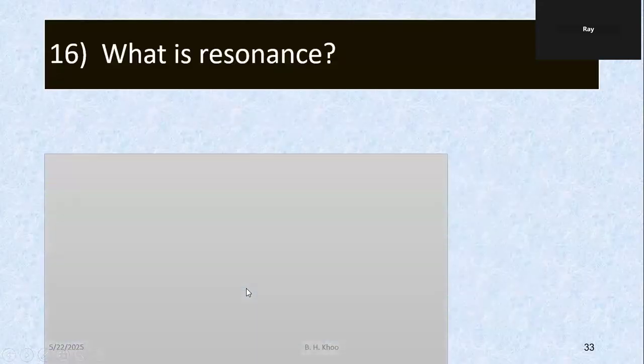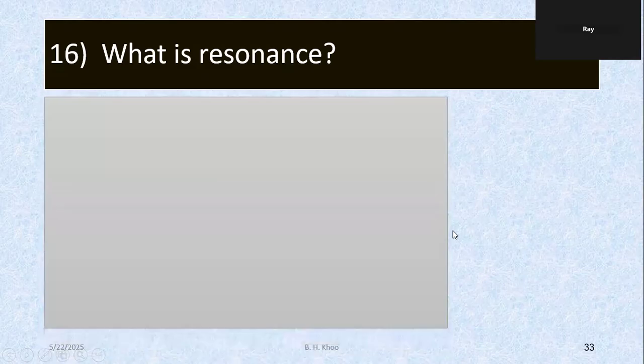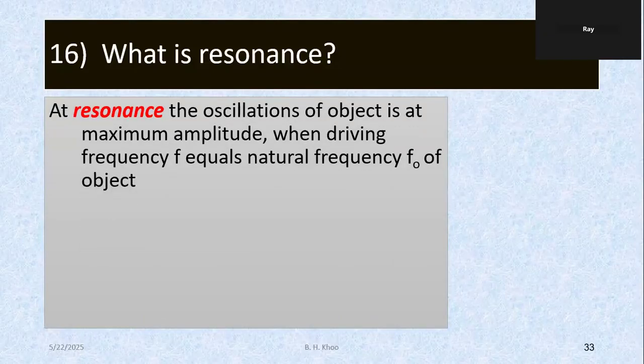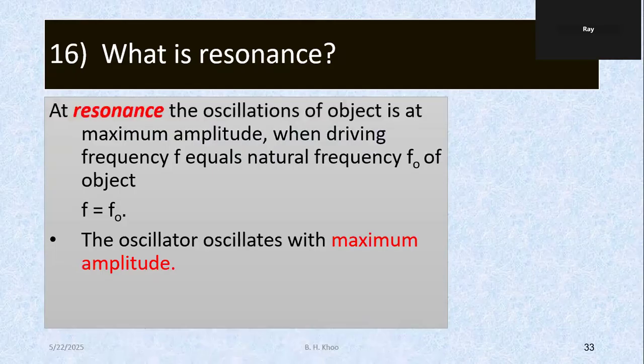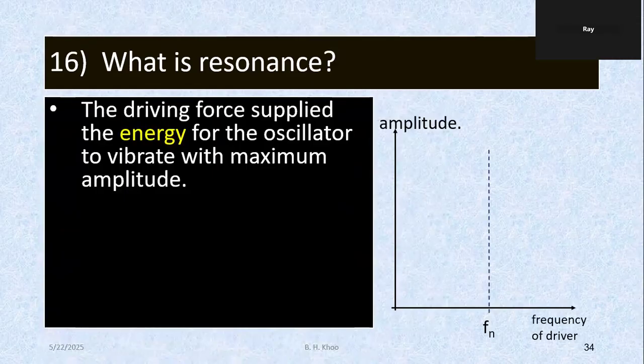What is resonance? Okay, in 10 minutes' time we have to stop. While we stop, we do some of the questions. At resonance, the oscillation of the object is at maximum amplitude when the driving frequency f equals the natural frequency of the object. So the driving frequency equals the natural frequency, and the oscillator oscillates with maximum amplitude. The driving force is the one that supplies the energy for the oscillator to vibrate with maximum amplitude.